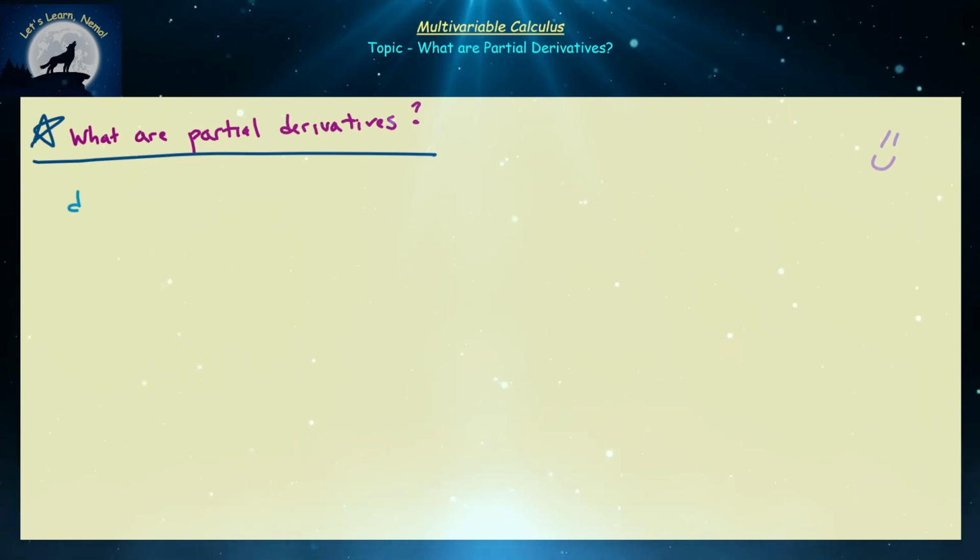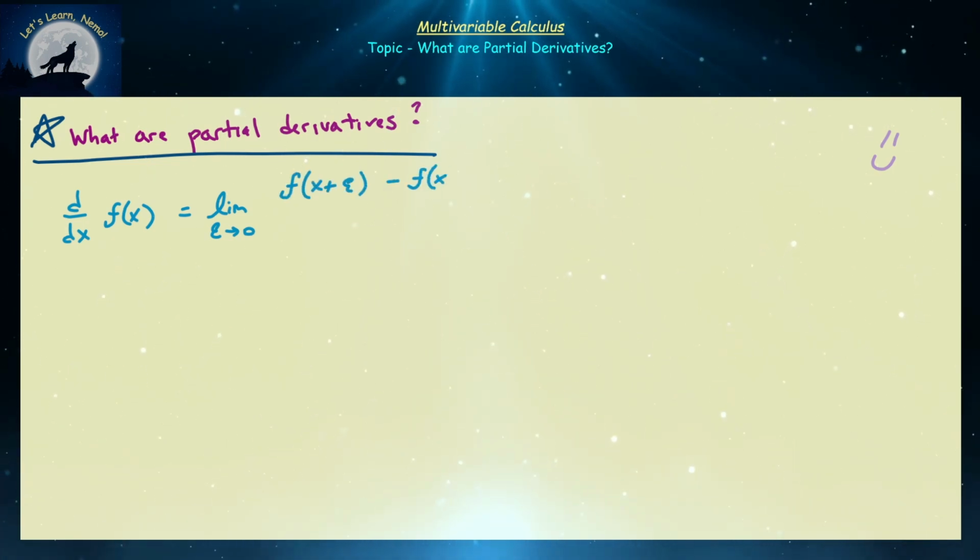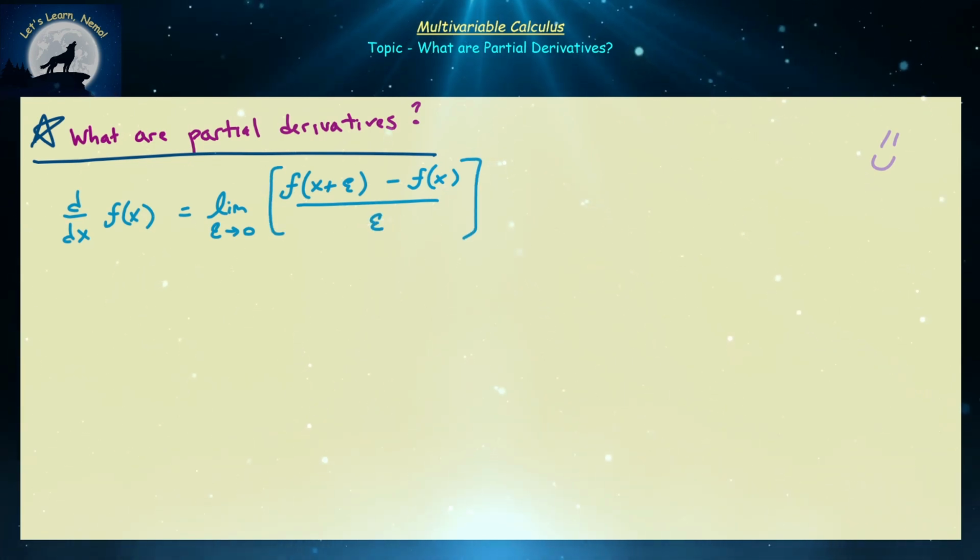So what is a total derivative, or if you know only one type of derivative, just the ordinary derivative of a single variable function f of x with respect to that variable x? We usually define this as a limit as, say, some parameter epsilon goes to 0 of the difference quotient, f of x plus epsilon minus f of x, all over epsilon. So what exactly is this?